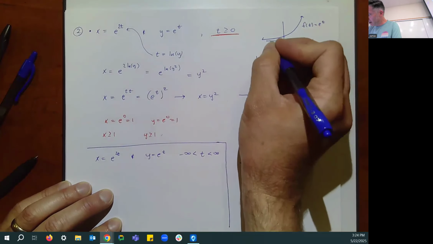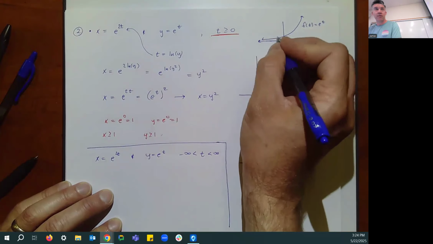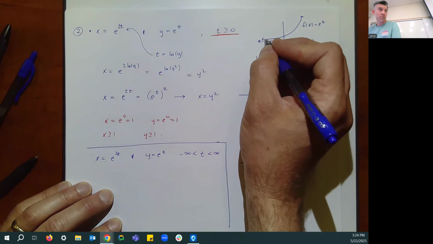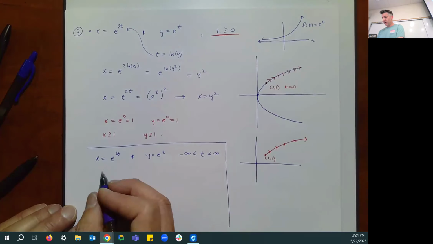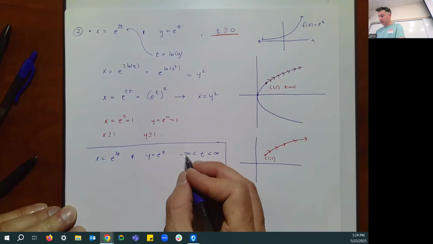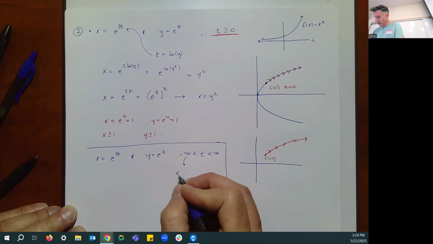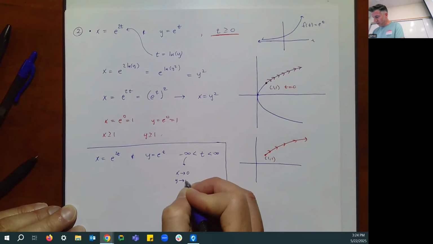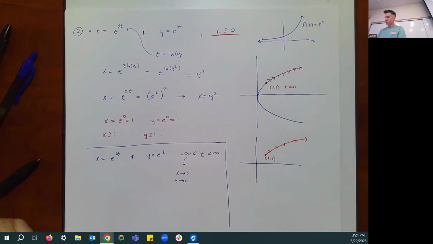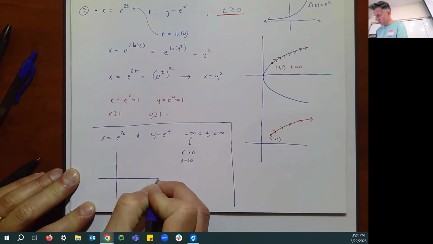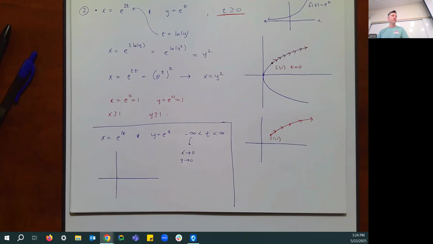If t goes that way, my function values get closer and closer to 0. So if we start over here at t going to negative infinity, x and y are both getting closer and closer to 0. We're not actually ever getting there. So this graph is going to look like this. We're starting almost at 0, 0.